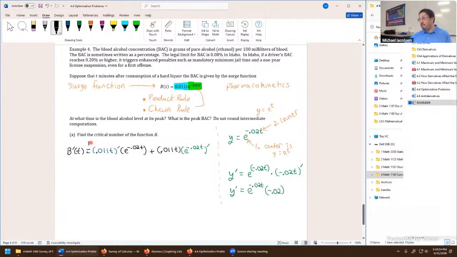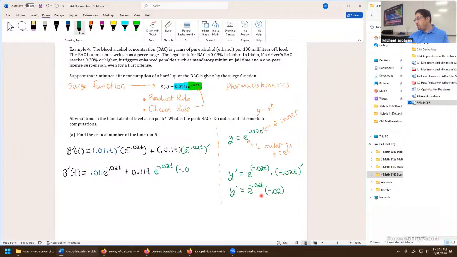So now putting it all together, here's what the derivative is going to look like. The rate of change of the blood alcohol content in the bloodstream for this person who took some kind of heroic shot of random hard liquor is going to be 0.011 times (e to power negative 0.02t plus 0.11t) multiplied by this derivative, which we resolved down here, e to power negative 0.02t times negative 0.02. So there it is all together. We've got the derivative down.